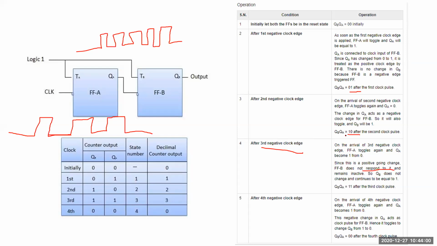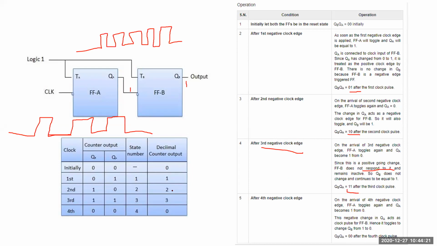What is the earlier state of QB? It is 1, and here it will not be changing, so it will be unchanged. So the output will be, anyway, the QA has changed, this value has changed to 1, and the previous value of this QB is 1, so your output will be 1 1. So ultimately on the third edge of the clock your output will be 1 1.